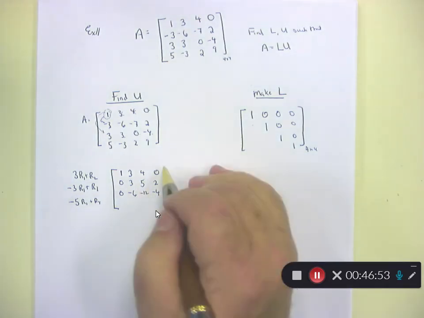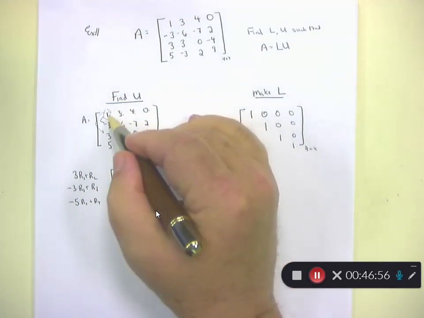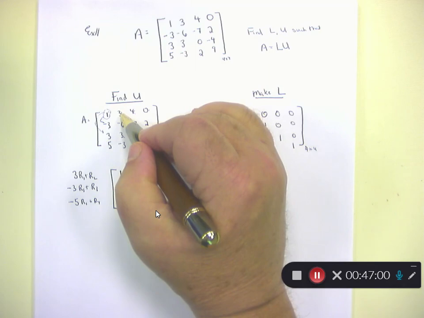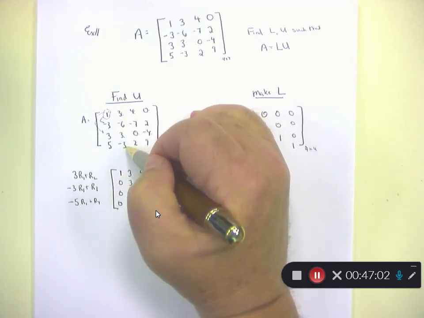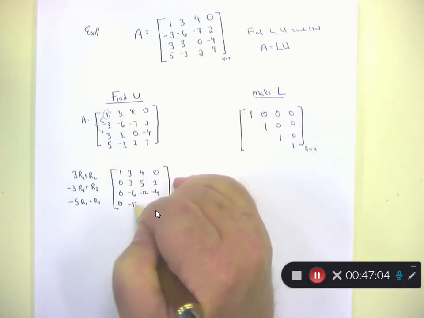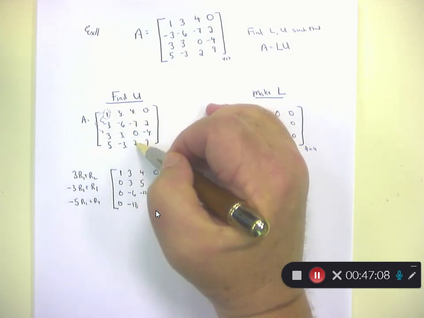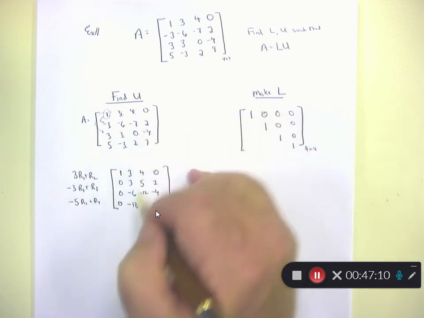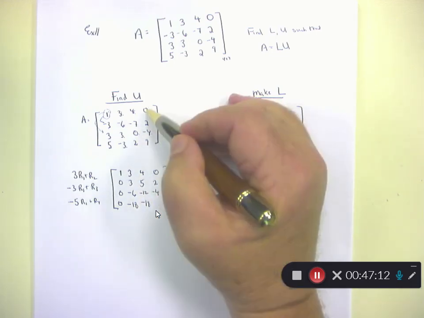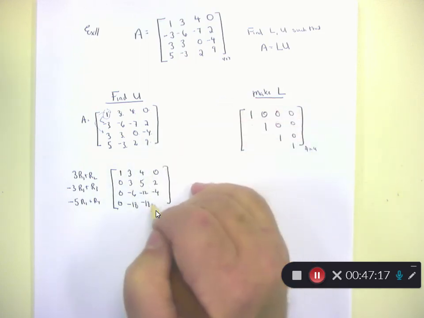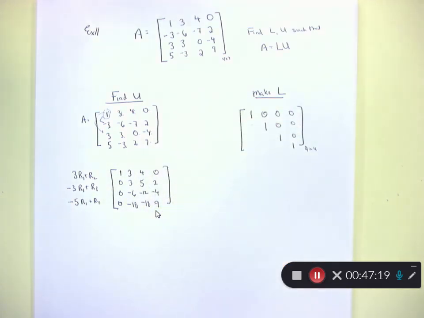Now let's sweep down and get this last guy. -5 times 1 is -5 plus 5 is 0. -5 times 3 is -15. Minus 3 is what? -18. -5 times 4 is -20. Plus 2 is another -18. And -5 times 0 is 0 plus 9 is 9. Does that make sense? Now, I've got him.